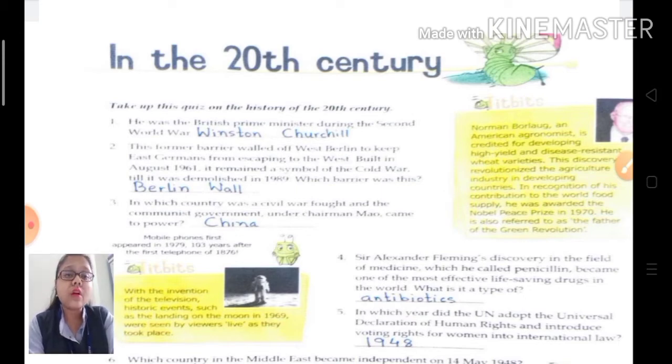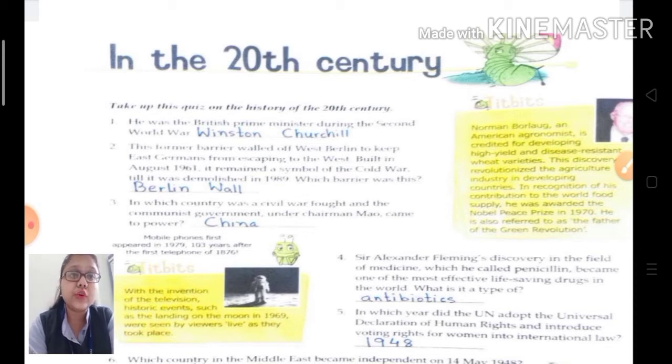So at the time when the Second World War happened, who was the British Prime Minister? The answer is already given: Winston Churchill. Winston Churchill was the British Prime Minister when the Second World War happened.